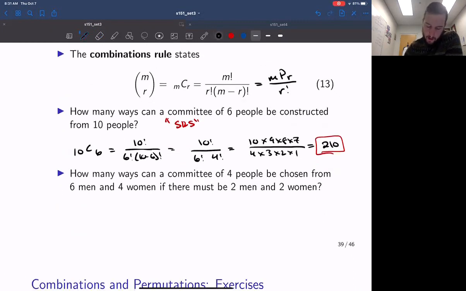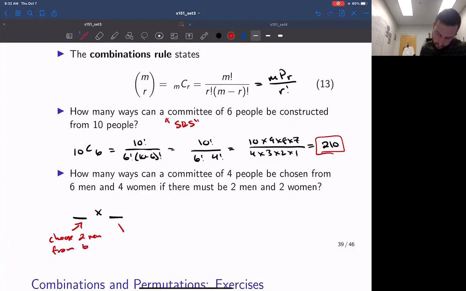In the next example, we have how many ways can a committee of 4 people be chosen from 6 men and 4 women if there must be 2 men and 2 women on the committee? So this is an example of a combination of basic counting and the combination rule. So we essentially have 2 actions here. Choose 2 men from 6, choose 2 women from 4. Okay. So 2 actions, which are choose a number of men and choose a number of women.